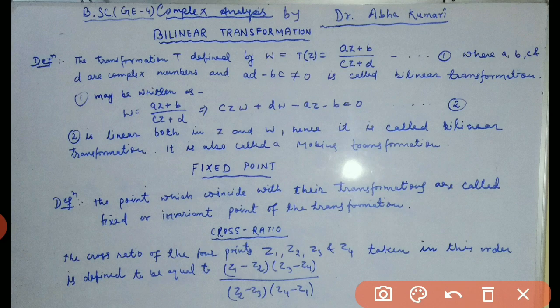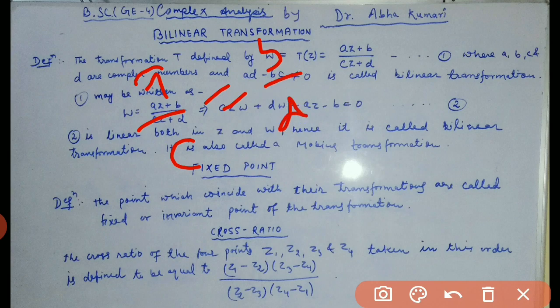Now 1 can be written as W equal to AZ plus B divided by CZ plus D, and this implies CZW plus DW minus AZ minus B equal to 0. So here one question arises, why the AD minus BC not equals to 0? So AD minus BC, if equals to 0, then A by C equal to B by D. Okay, then A by C equal to B by D.